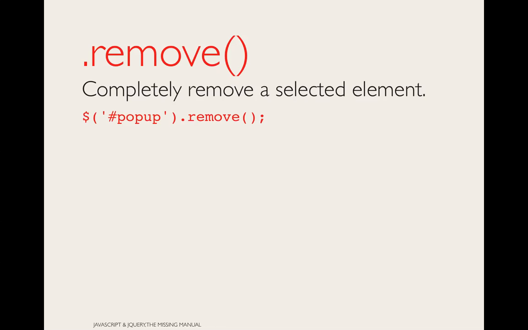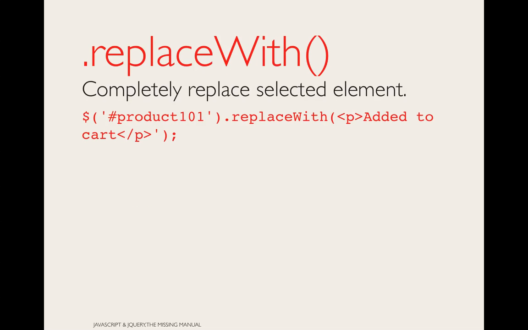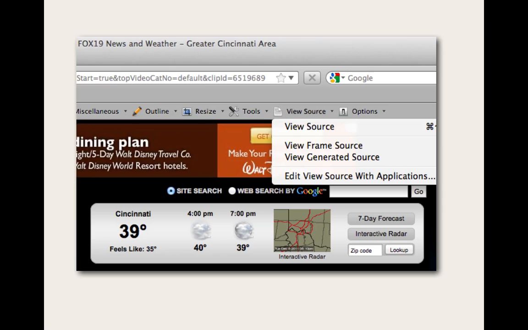Now if you want to remove things, you can remove them. Just make a selection and say go away with the .remove method. So if we wanted to take away the error message, we would just say remove, and boom, there it's gone. You can replace one thing with another with the replaceWith command. So we're taking the selection of product 21 and replacing it with some text, added to cart.